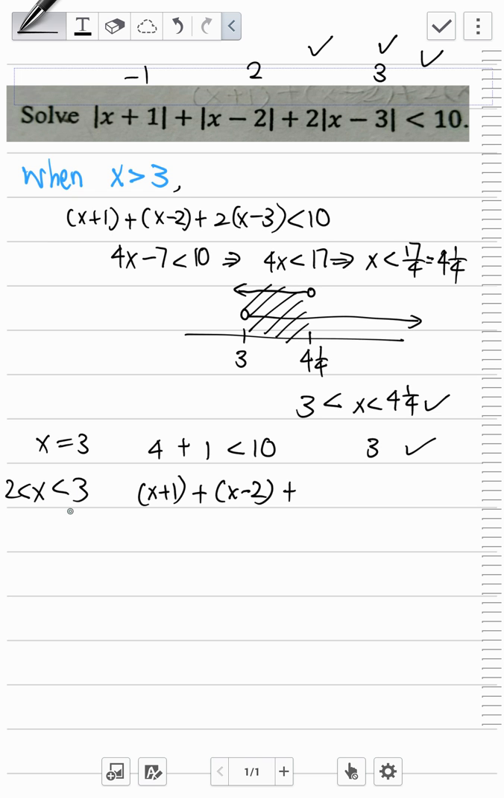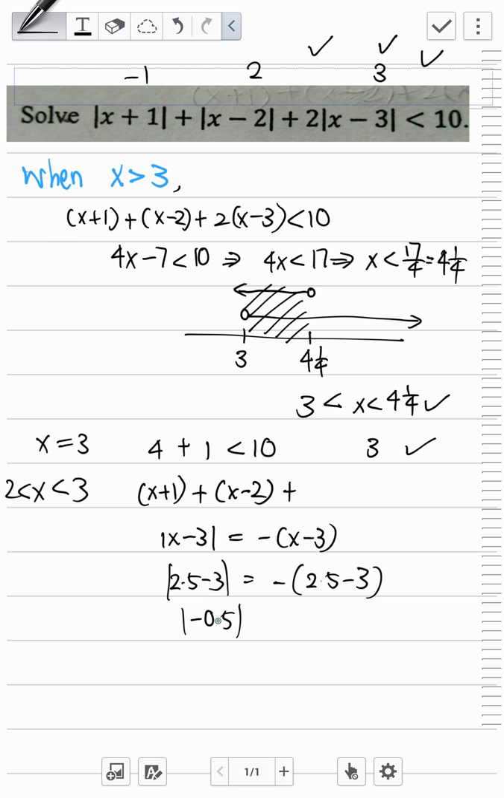Then when it is smaller than 3, for example 2.5, in this range, 2.5 minus 3, I will get a negative number. When I get a negative number, the modulus makes it into a positive number. Therefore, between here and here, |x minus 3| is equal to minus (x minus 3). Don't believe it? Substitute any number, 2.5. |2.5 minus 3| equals minus (2.5 minus 3). 2.5 minus 3 is minus 0.5, modulus, I get 0.5.